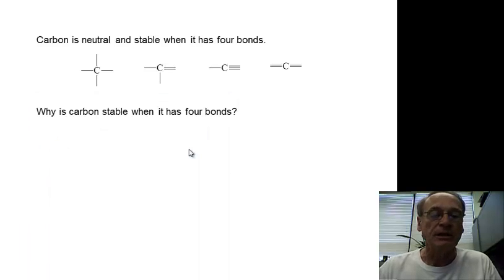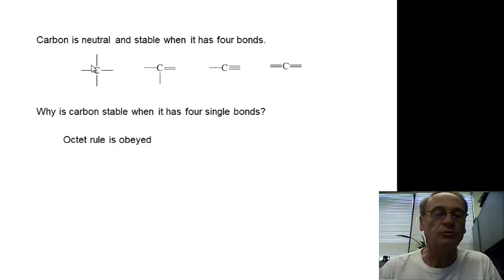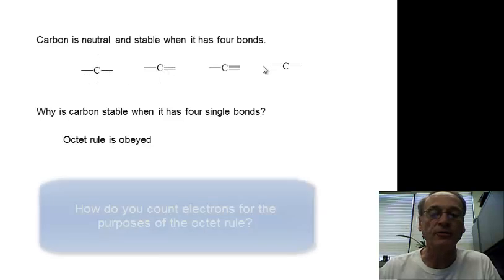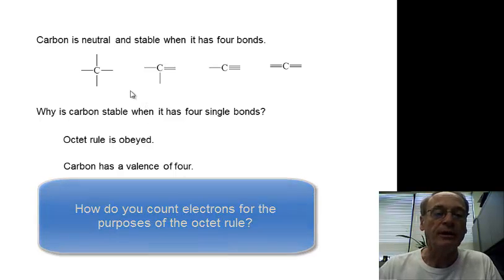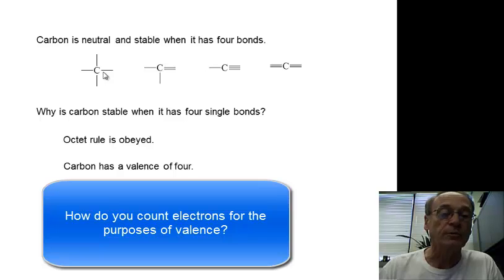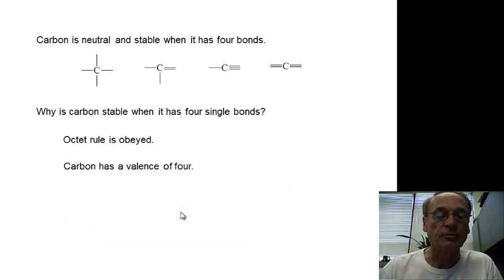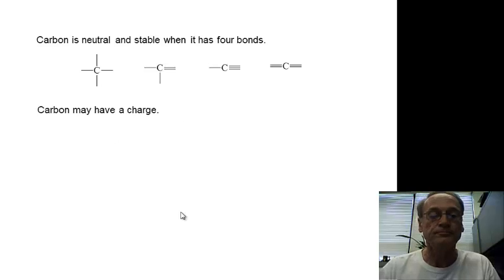Now, why is carbon stable when it has 4 bonds? Specifically because, first of all, the octet rule is obeyed. Each carbon has a total of 8 electrons around it. And secondly, carbon has a valence of 4 due to its position on the periodic table. And remember how we count valence electrons, 1 from each bond. So 1, 2, 3, 4. All the rest of these have 4 valence electrons. So it follows the octet rule and it has the proper valence when carbon has 4 bonds.